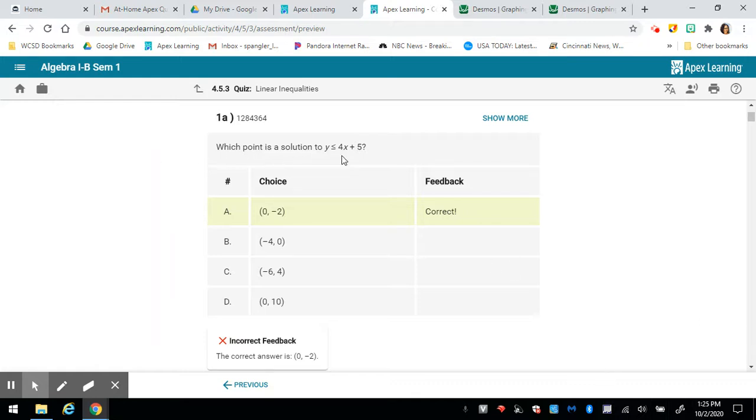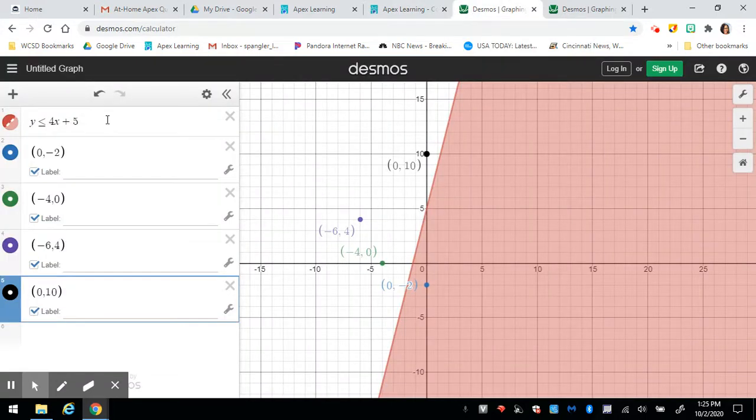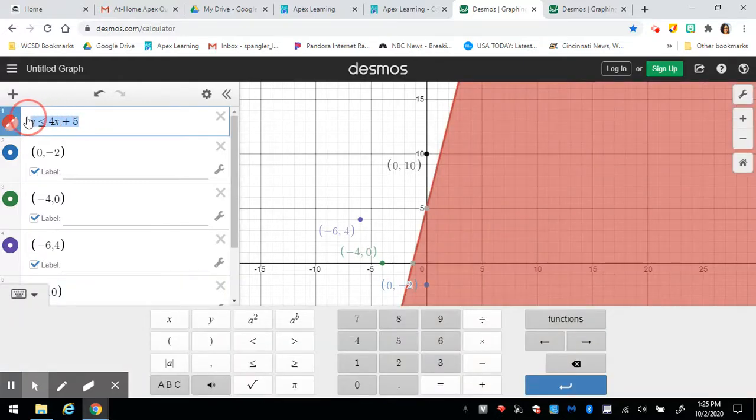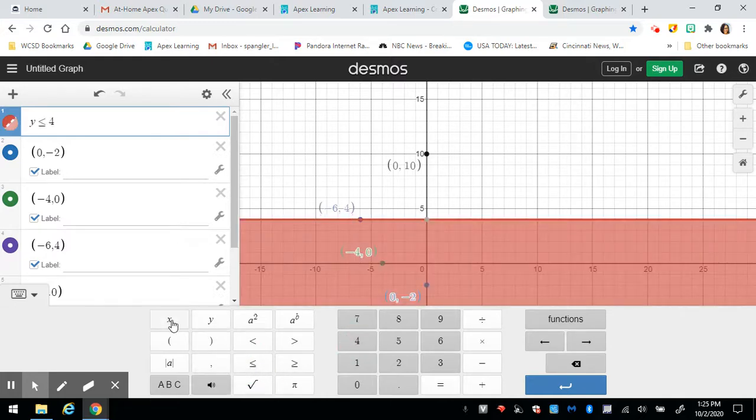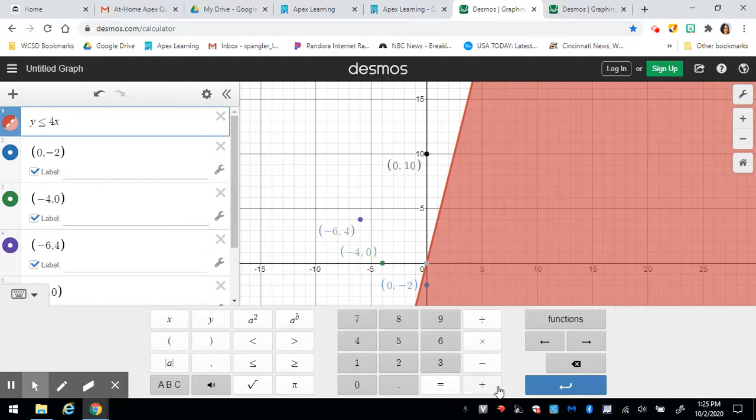So which point is a solution for y is less than or equal to 4x plus 5? So we're going to go over to Desmos. Now, I have already done this. So what I've done is, let's look there. So I put in y is less than or equal to 4x plus 5. So when I did that, let's just do that again. So if I put in y is less than or equal to 4x, that's why I did it because I'm terrible at this, plus 5.